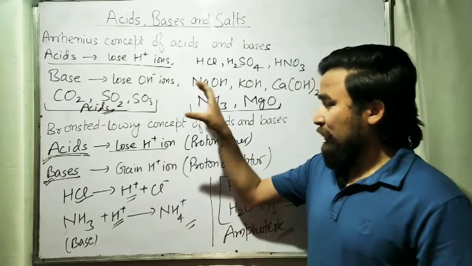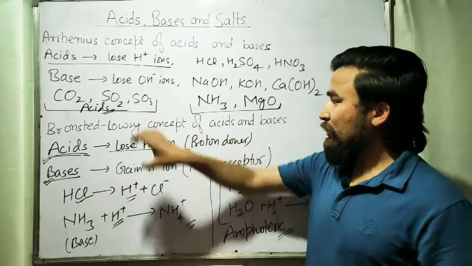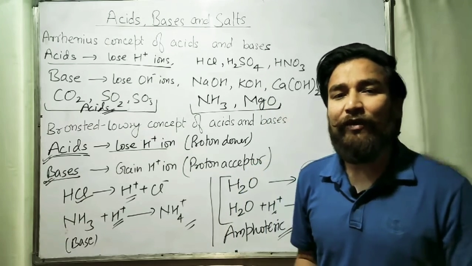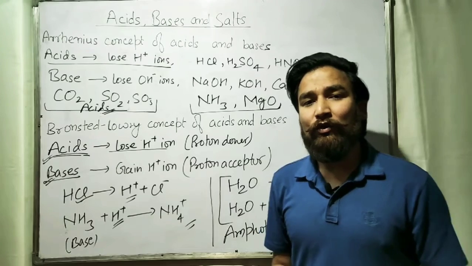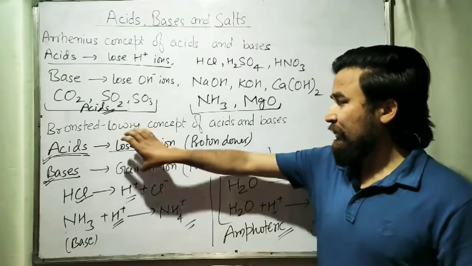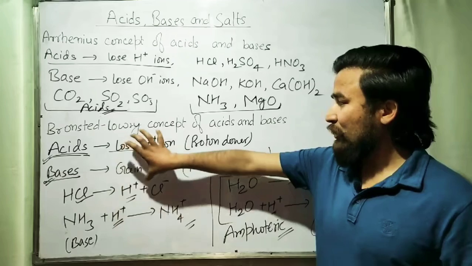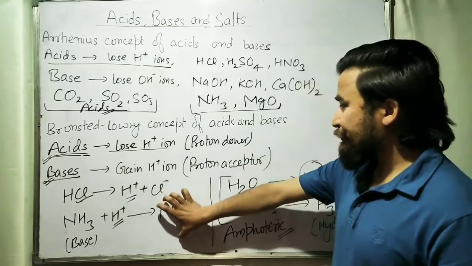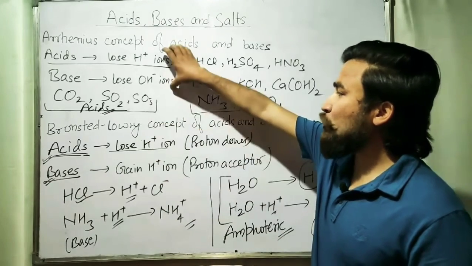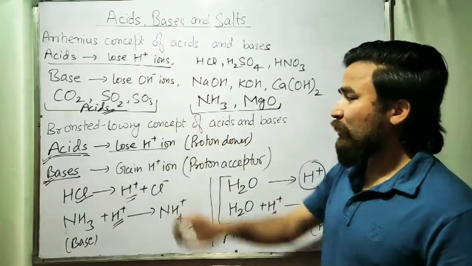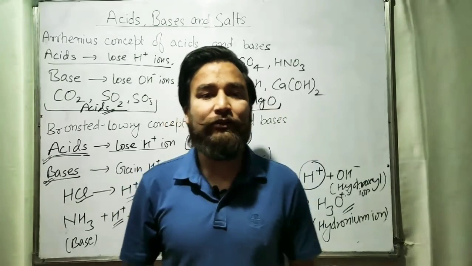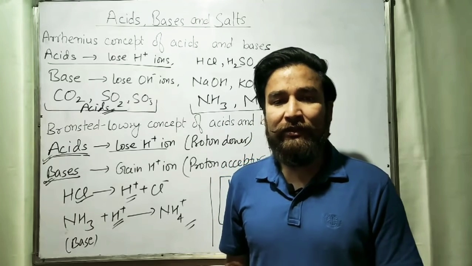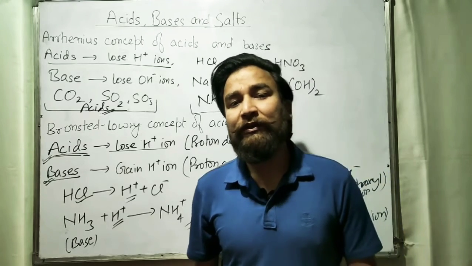So this is the limitation of the Bronsted-Lowry concept, and it is explained with the help of one more concept, that is the Lewis concept. However, it is not in your syllabus, so we are not going to discuss it. You will study that in higher classes. Here we have only two concepts, Arrhenius and Bronsted-Lowry. I hope you have understood these two concepts. There are two definitions of acids and bases on the basis of two different concepts.